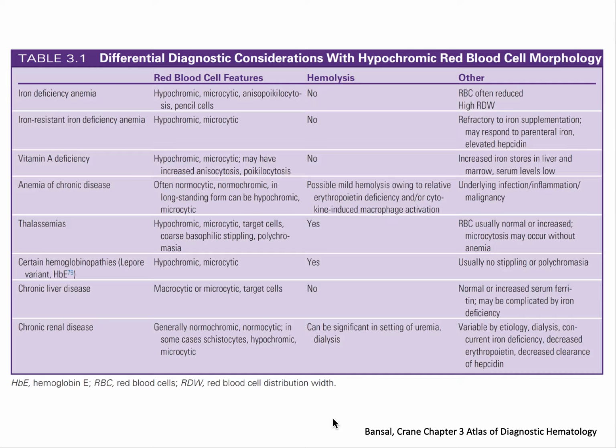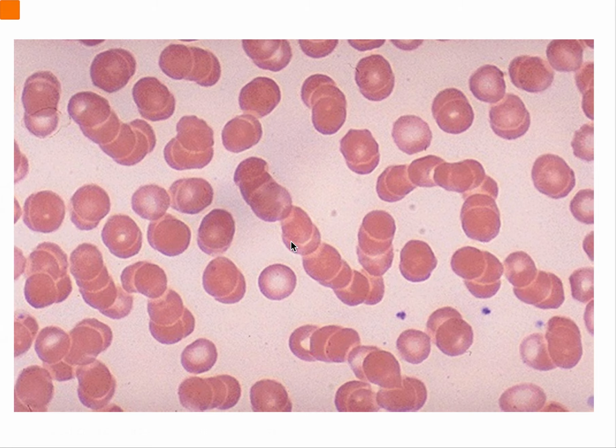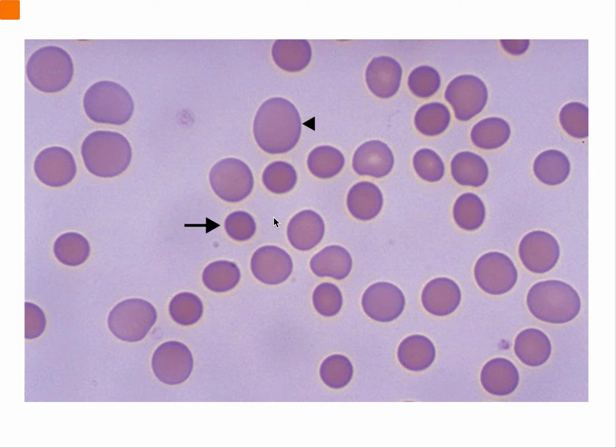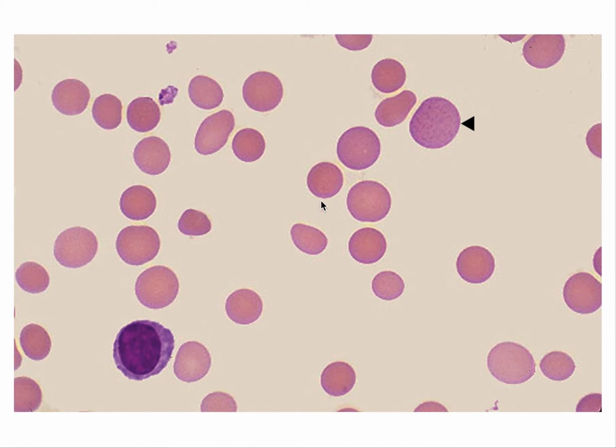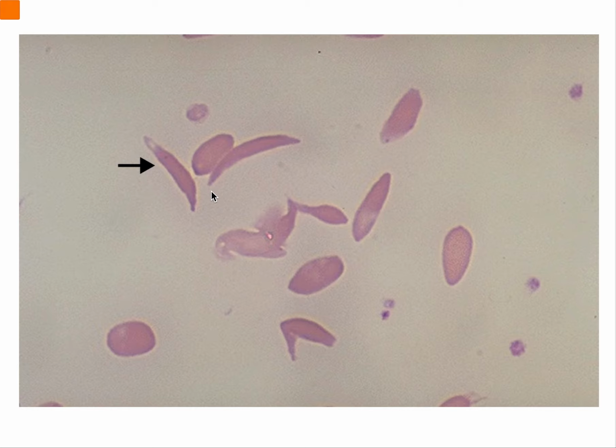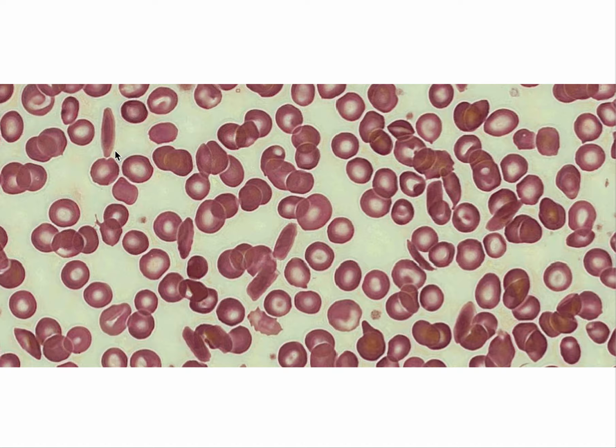This is from our colleague Dr. Crane, in Chapter 3 in our Atlas of Diagnostic Hematology book. Rouleaux for plasma cell myeloma. Basophilic stippling, such as you can see in lead poisoning, or spherocytes. Sorry, these are spherocytes. This is basophilic stippling. Sickle cell, and the various genetic aberrations, the chromosomes, different types. Here again, sickling of the red blood cells.